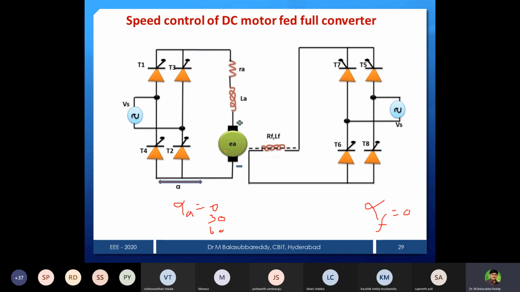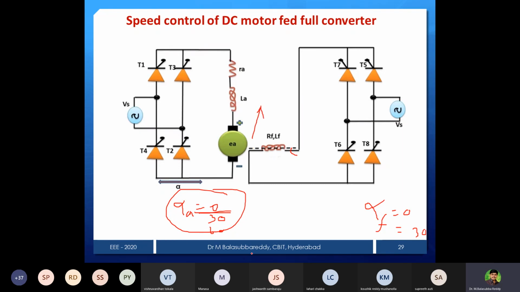Automatically you are controlling. In the other version, you keep this fixed at the rated voltage, let alpha be 0, and you vary the field alpha: 30 and so on. Then what will happen? Voltage will decrease, current will decrease. If current decreases, speed will increase.